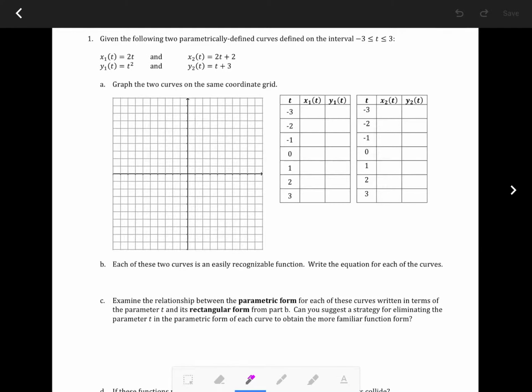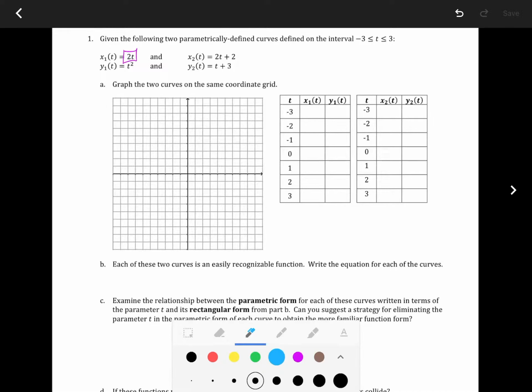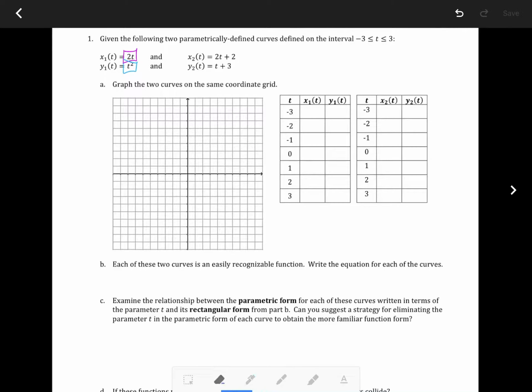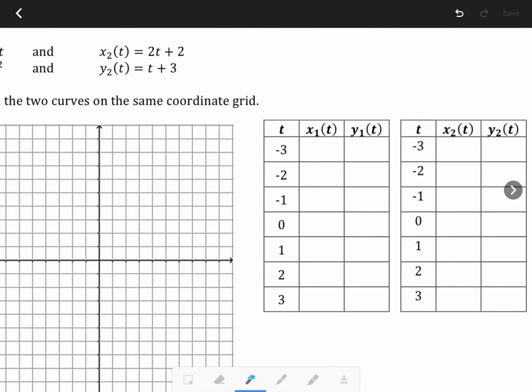So this first example right here is a parametric curve, and what that means is that we have an equation that defines x and a separate equation that defines y. So let's go ahead and graph this curve.